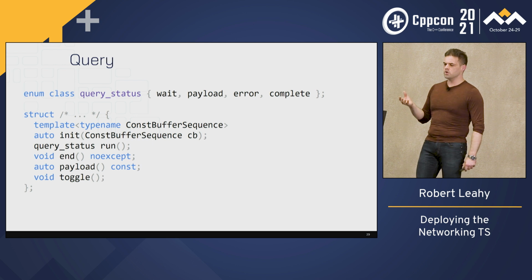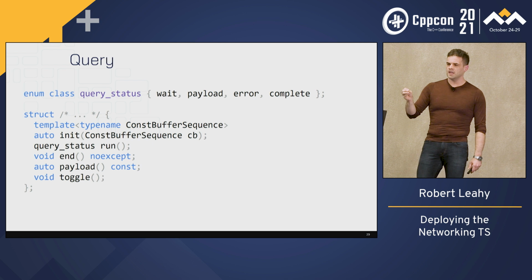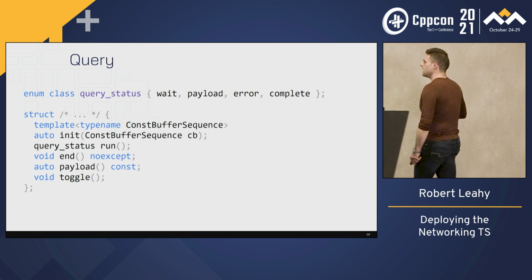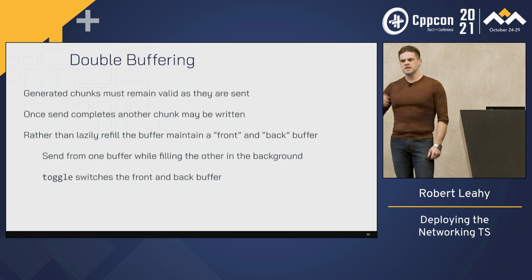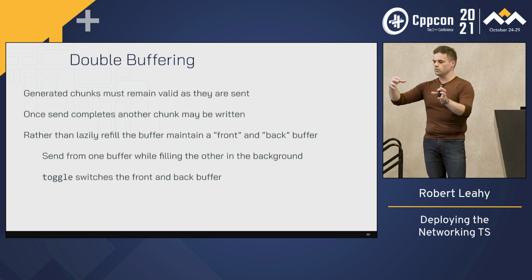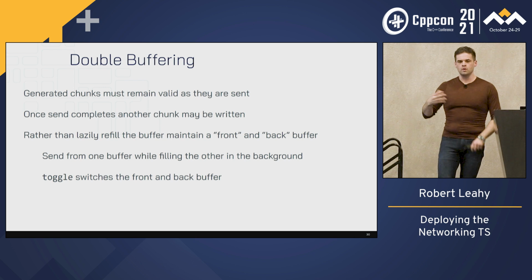Which brings us to this function called toggle. And the fact that we have a function called toggle is actually an artifact of the fact that my academic background is in graphics processing. Because if we think about the cycle of a query, we call run, we generate a payload, and then we send the payload. And as we discussed earlier, network operations take time. That's why they're asynchronous to begin with.